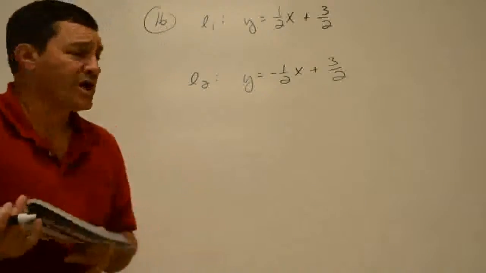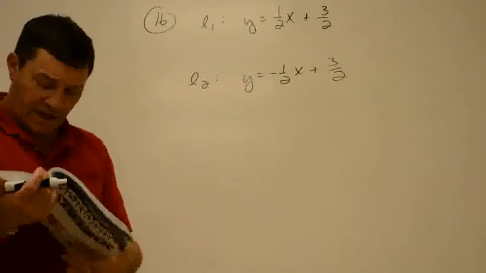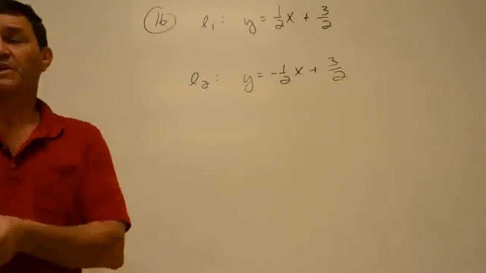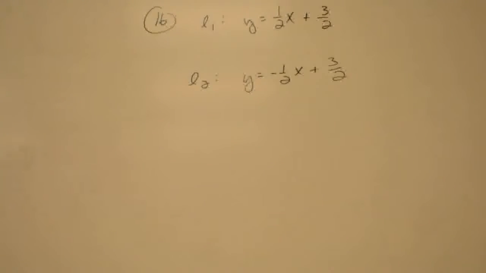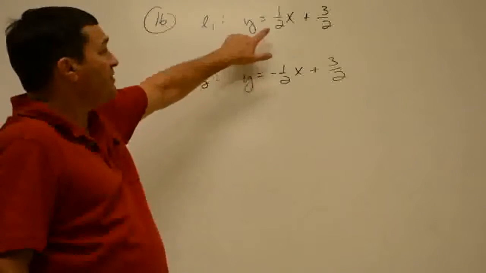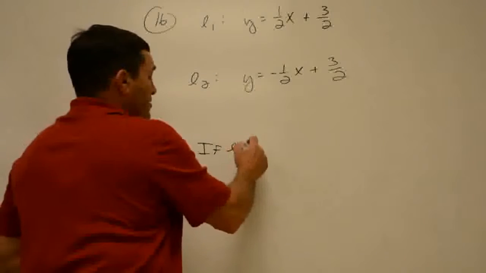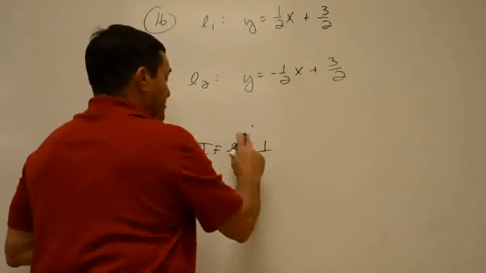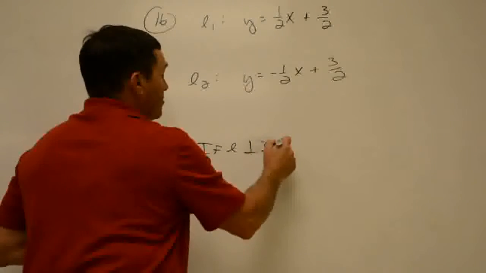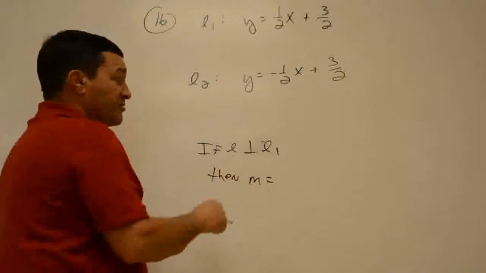Again, we're given two equations. I'm just going to call the first one line 1, the second one line 2. And the question that's asked is, are these lines perpendicular? Well, look at the slope of line 1. If a line L is perpendicular to line 1, then what do you know about the slope of line L?